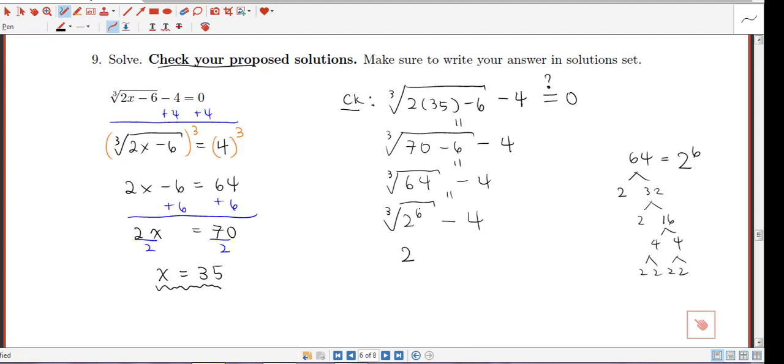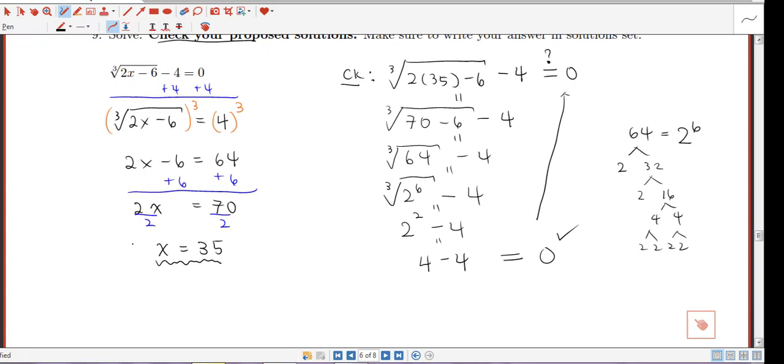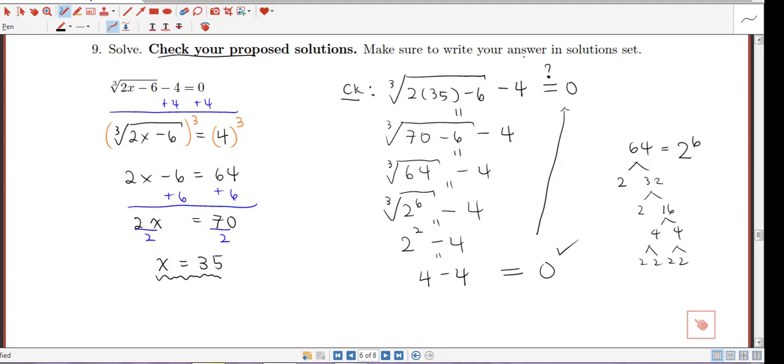So that's going to give us what? 2 to the 6 over 3, which will be 2 squared, which is 4. And you're going to get 4 minus 4, which is going to go to 0. That's exactly what we wanted. So it checks. Now, make sure to write your answer in solution set.